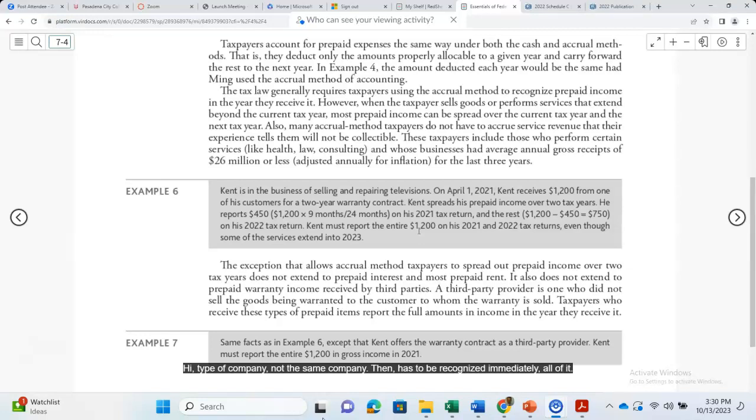But here Kent is not a third party. Kent himself is in the business of selling and providing the warranty himself. That's why the IRS lets him recognize a portion of the warranty insurance that he sold in year 2021, and all remaining balances in year 2022.